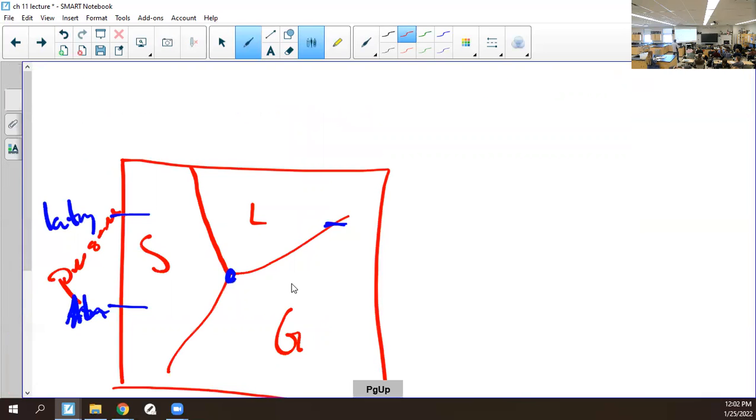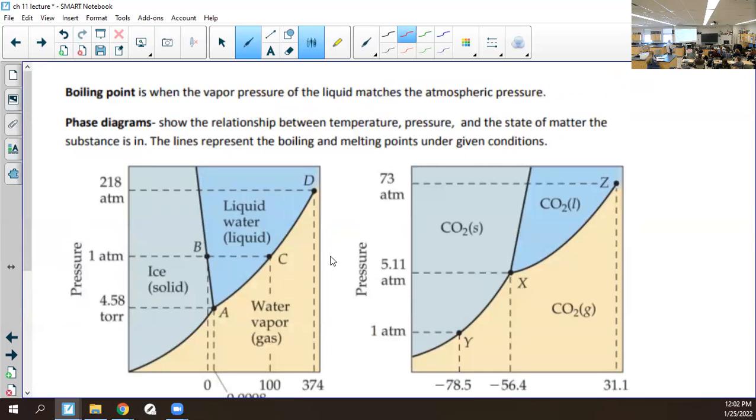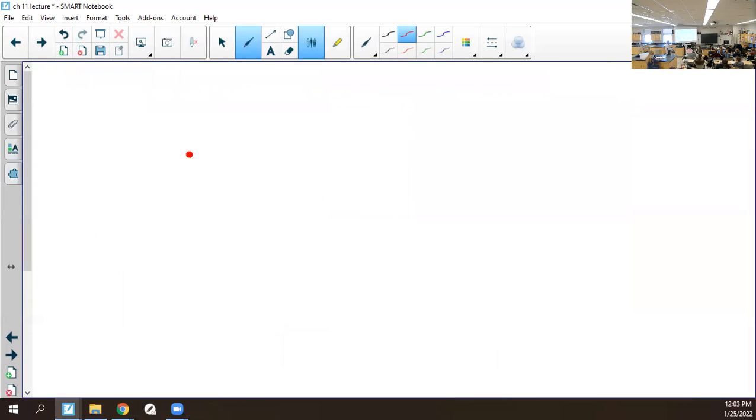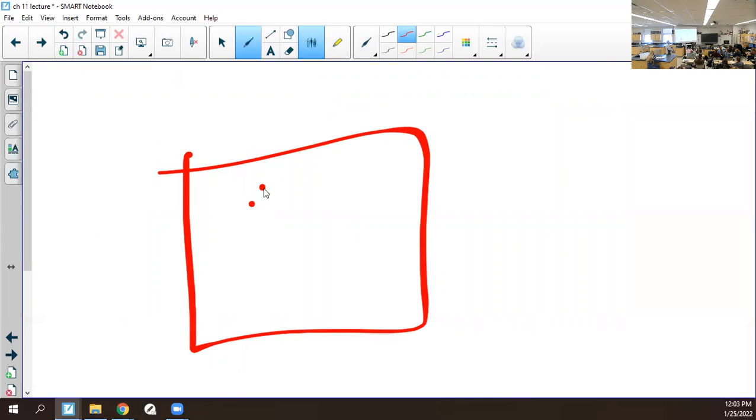It happens at specific places, right? So we'd have a triple point right here at 0.48 torr and right above 0 degrees for water. So almost at no pressure and no temperature. Well, not no temperature, but close to the freezing point. I can draw an example. You have gas, you have water, and you have ice. And you can't tell them apart.